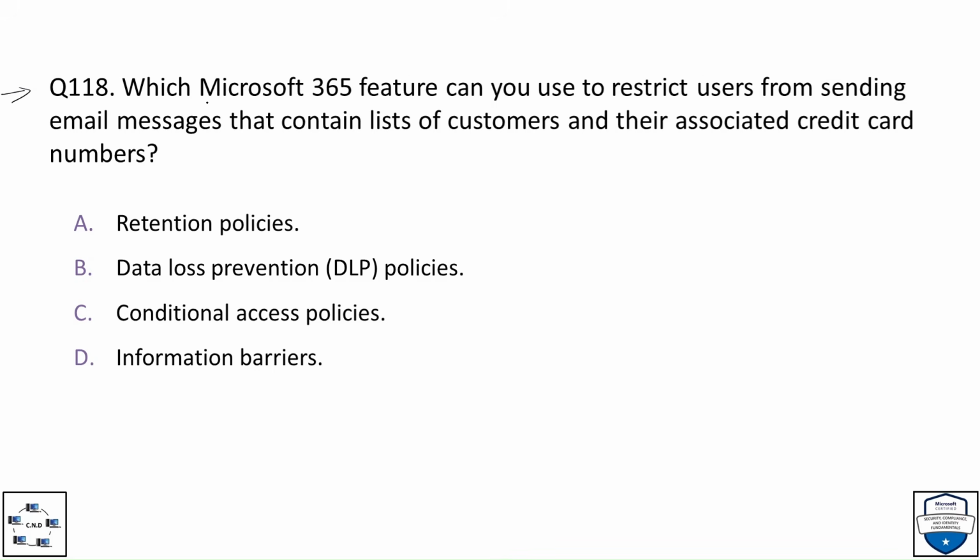Question number 118, which Microsoft 365 features can you use to restrict users from sending email messages that contain a list of customers and their associated credit card numbers? Option A, retention policies. Option B, data loss prevention, DLP policies. Option C, conditional access policies. And option D, information barriers. And the correct option is option B, data loss prevention, DLP policies.